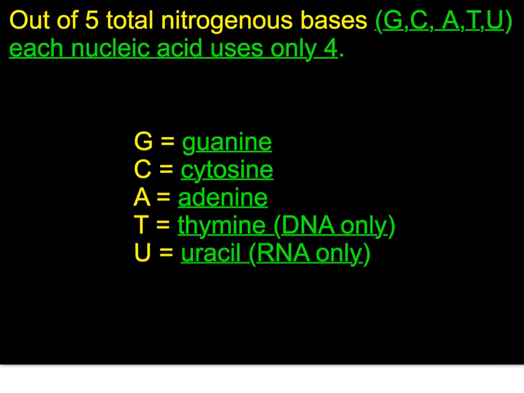Out of the 5 bases, each of our different types of nucleic acids, whether it's RNA or DNA, is going to use only 4. So both DNA and RNA will use adenine, guanine, and cytosine. The difference is that in DNA, we use a thymine, and in RNA, we use a uracil.